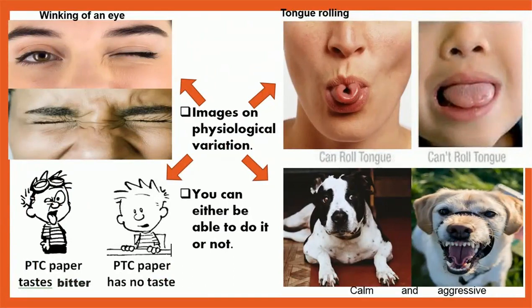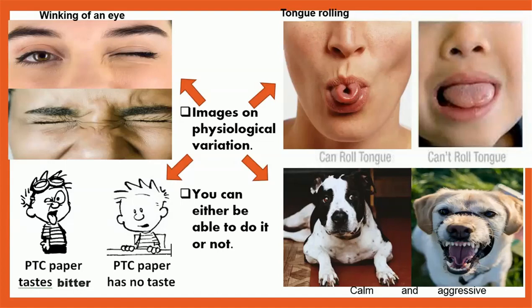The first image here is showing winking of an eye. Like I said earlier, some people have the ability to close one eye and open the other at the same time, while some, no matter how they try, they can't do it. So it's either you can do it or you cannot do that. Number two, tongue rolling. Some people, they have ability to roll their tongue, while some, they can't do that. So it's either you can do this or you can't, and not until they show you, you can't see it by looking at the physical appearance.